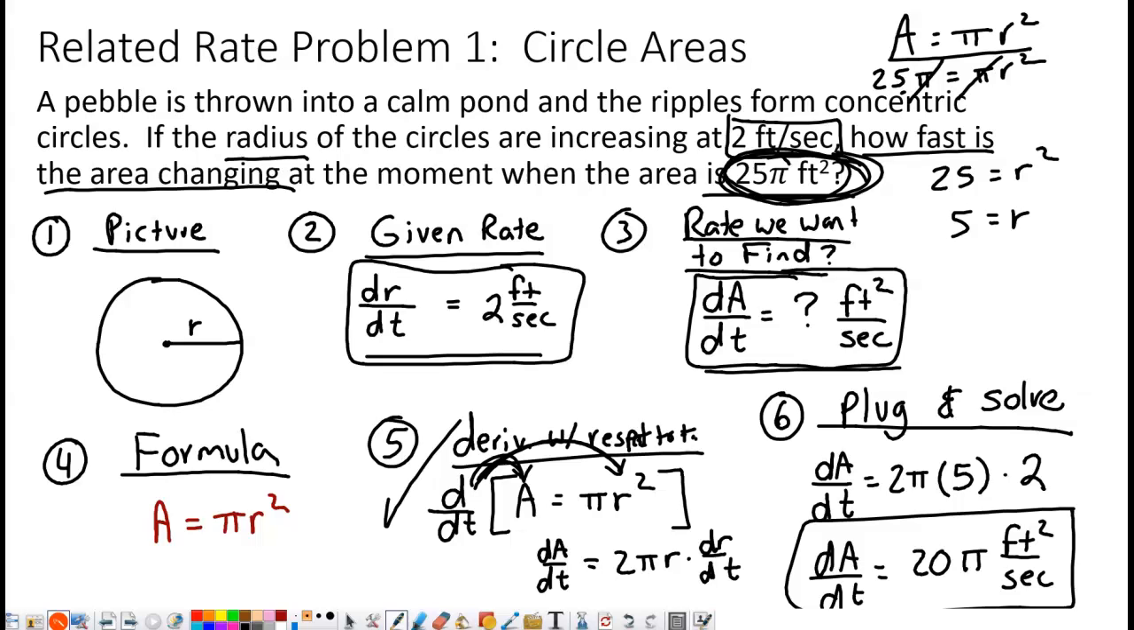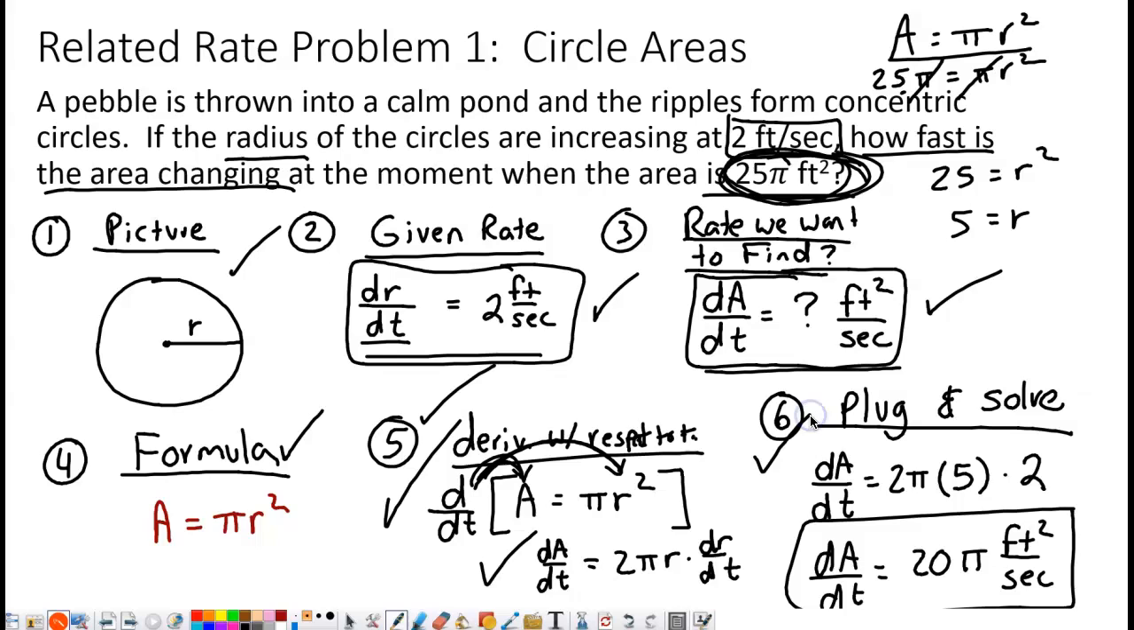All right, so let's review the steps one more time. Step 1 is to draw a picture. Remember to put a letter for values that are changing. Step 2, identify your given rate and include the units and the proper label. Step 3, identify the rate that you want to find with the units. Find a formula that relates the variables that you care about, in this case A and r. Take the derivative of that formula so that you end up with a formula that relates the rates.